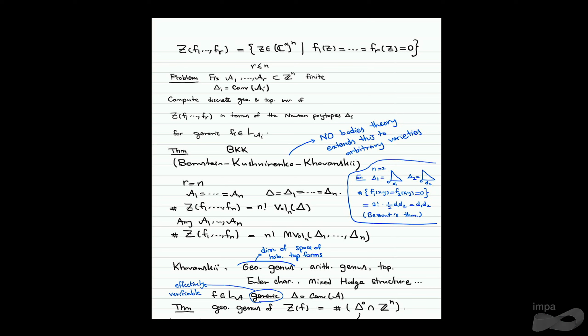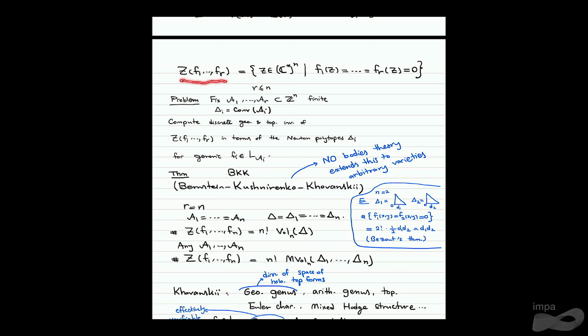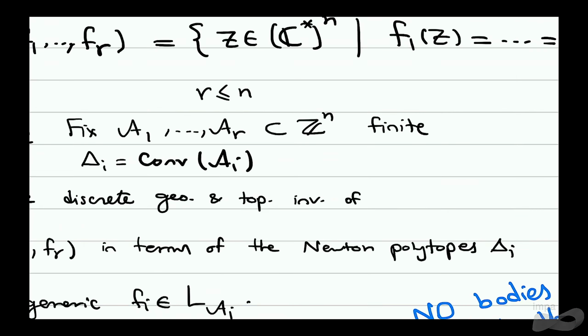And so the main problem is that, first my notation: if I have r Laurent polynomials, I denote by Z(F1, ..., Fr) the common zeros of this system in the torus, not in affine space but in the torus. And then I'm taking r, the number of equations, to be less than or equal to the number of variables.